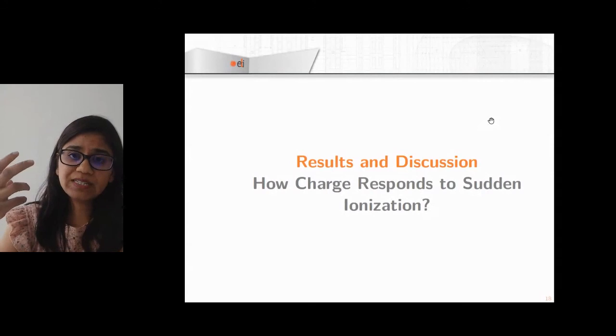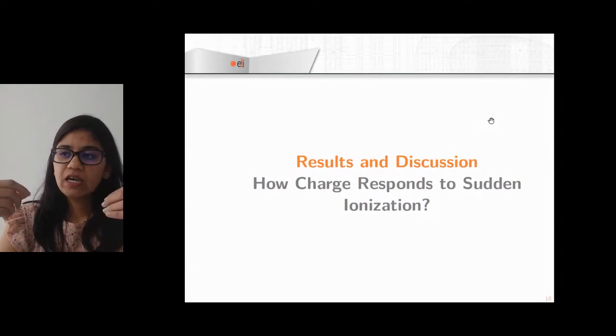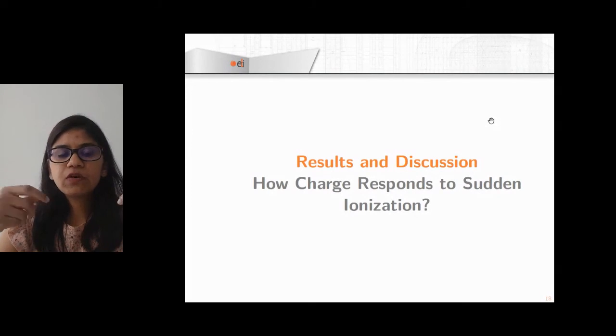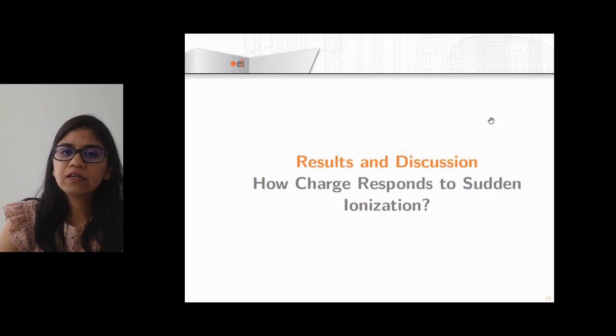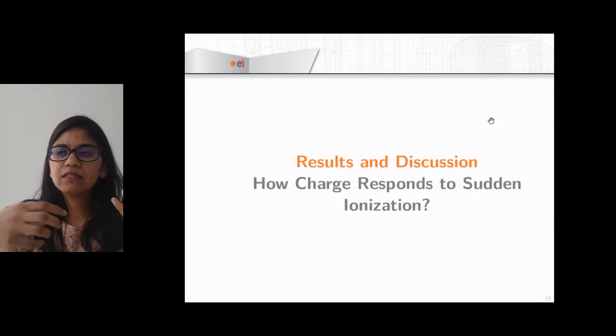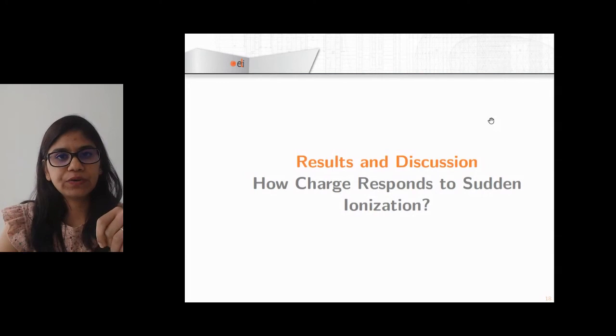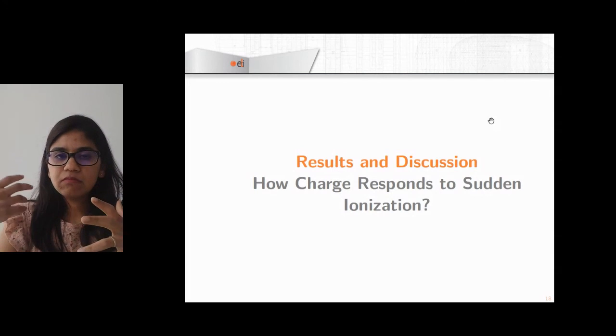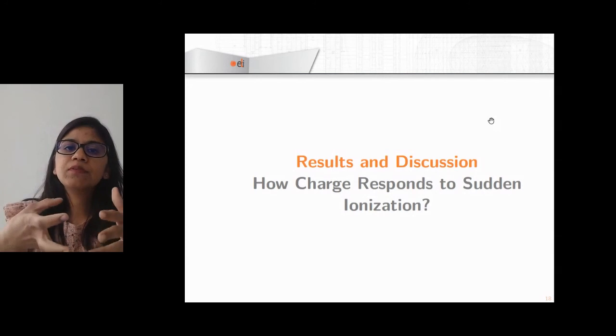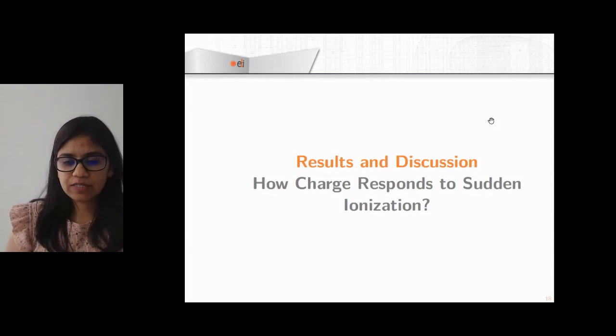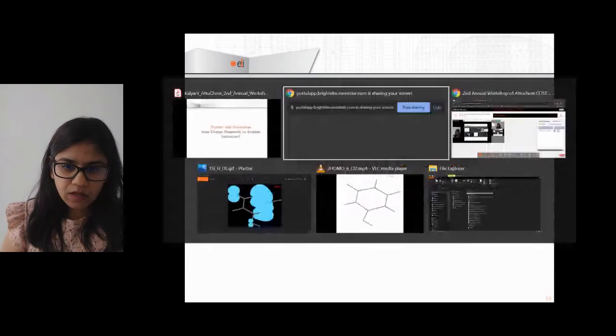And to briefly say what is sudden ionization is you have removed one of the electrons from the molecule, so there is a certain time the molecule will take to respond, and there will be a certain time to remove the electron. So in sudden ionization process, it is considered that the time to remove the electron is shorter than the time the molecule takes to respond to this ionization. Okay.